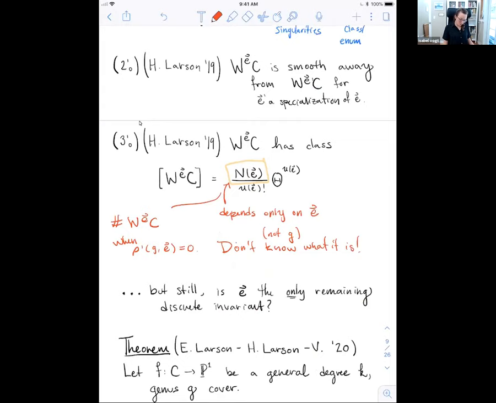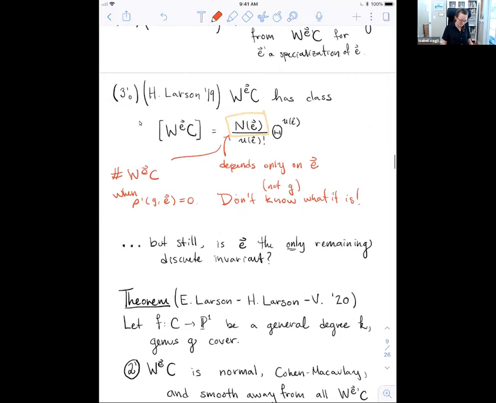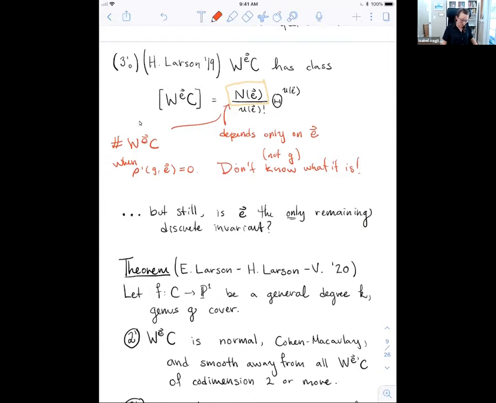So I'm going to let f from C to P1 be a general degree k, genus g cover. So first, a little more about the local structure. We can prove that it's Cohen-Macaulay, which is not obvious in this case because it's not a determinantal locus. It's a non-transverse intersection of determinantal loci. And we can strengthen Hannah's result a little more, that it's actually smooth away from the union of all more unbalanced splitting loci that have codimension 2 or more, which you actually do need to do because codimension 1 can occur in this case. And so now combining Cohen-Macaulayness and this result, you get that it's also normal. So again, it has very mild singularities that we understand.